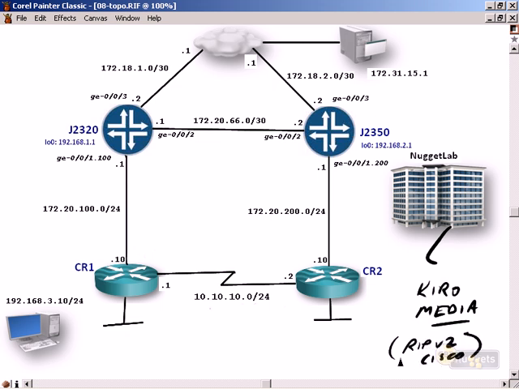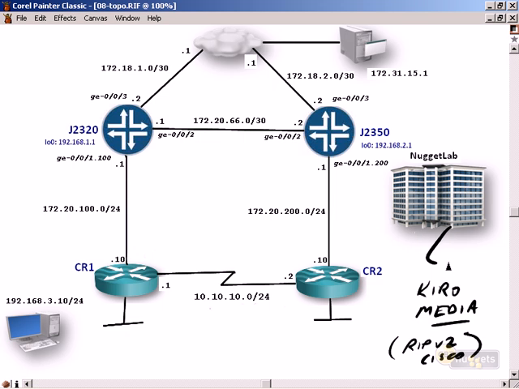And so what we want to do is we want to find a way to go in there to transition from their Cisco routers to our Juniper routers using RIPv2. And then eventually we're going to take that network and go from RIPv2 and use OSPF, because we're going to be using OSPF here at the headquarters at Nugget Lab.